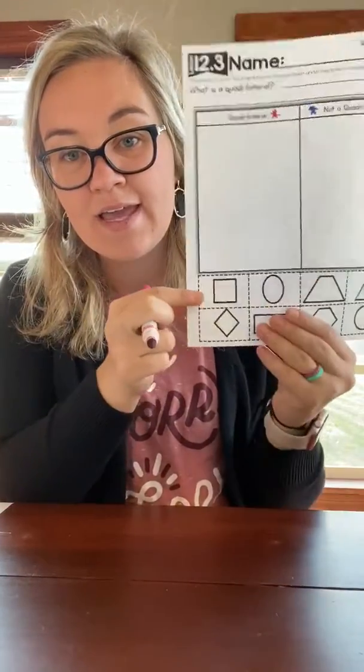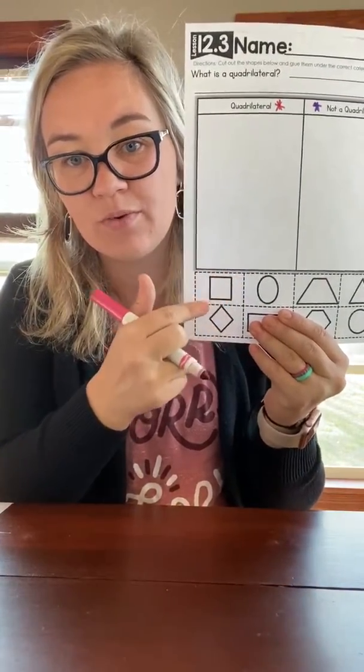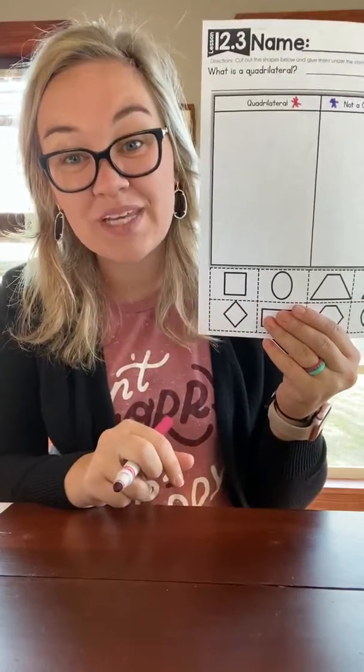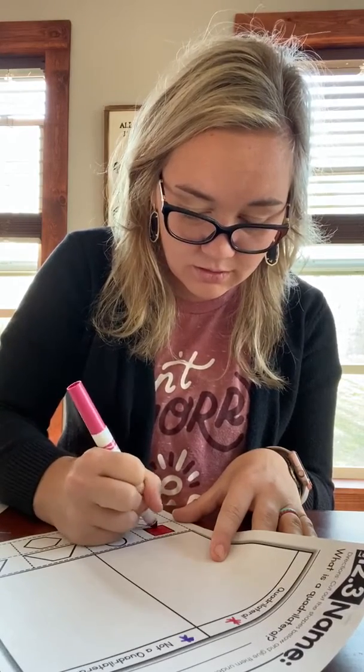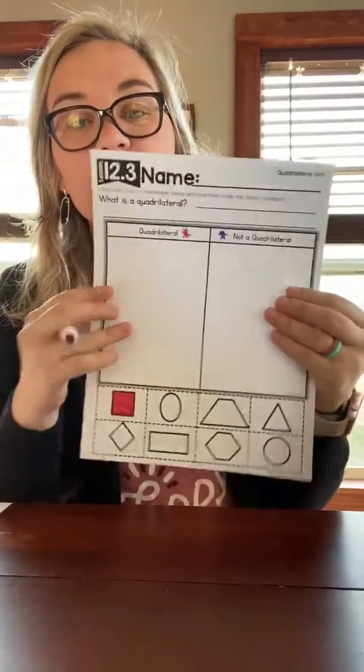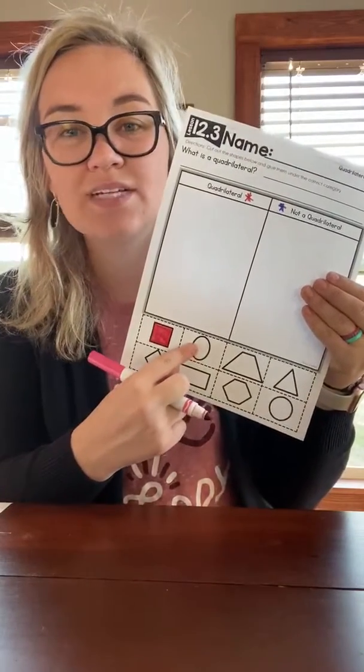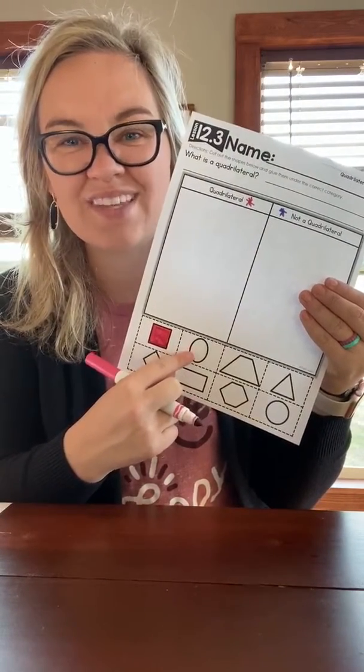So this first one right here, I'm looking at this square. It has 1, 2, 3, 4 sides. That means it would be a quadrilateral, so I'm going to color that pink. I would know that this pink one would go under my quadrilateral column. Okay, but I'm going to look at this next one next to it, this oval. It has 0 sides, 0 angles, or 0 vertices, so that would not be a quadrilateral. So that one would be colored purple.